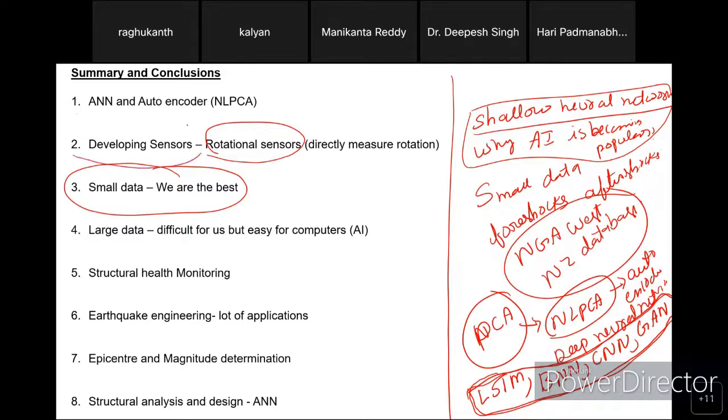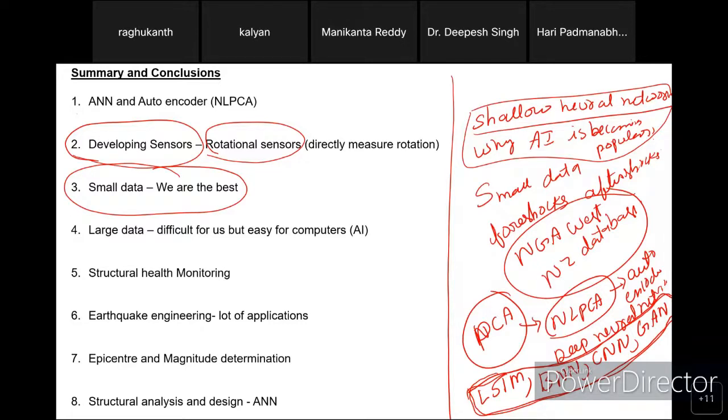Developing sensors is also an emerging area. As I already told you, if you want to do MASW or if you buy accelerographs, it will cost 3 lakhs, 4 lakhs. But you can buy that sensor directly from some of the companies located in China. They are extremely cheap. You will get it for 200 or 300 rupees, and you can make your own instrument itself.